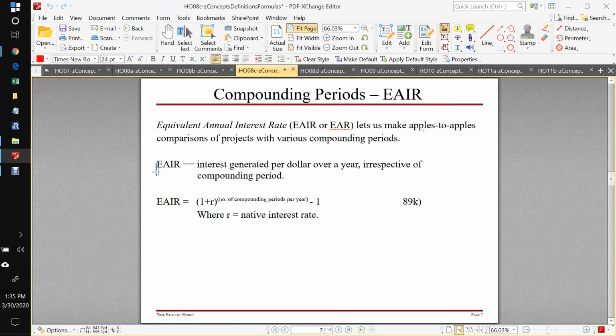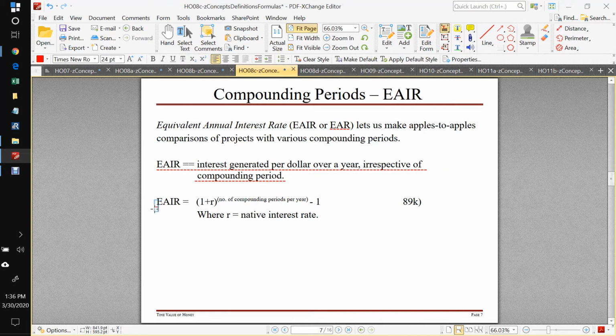So let's look at its formal definition. The EAIR is going to be the interest generated per dollar we have in a project irrespective of compounding period. That's an awesome thing because now we can compare projects with R compounded monthly, projects with R compounded semi-annually. We'll just get the EAIR for all of them, and then we've got them on this apples to apples annualized basis.